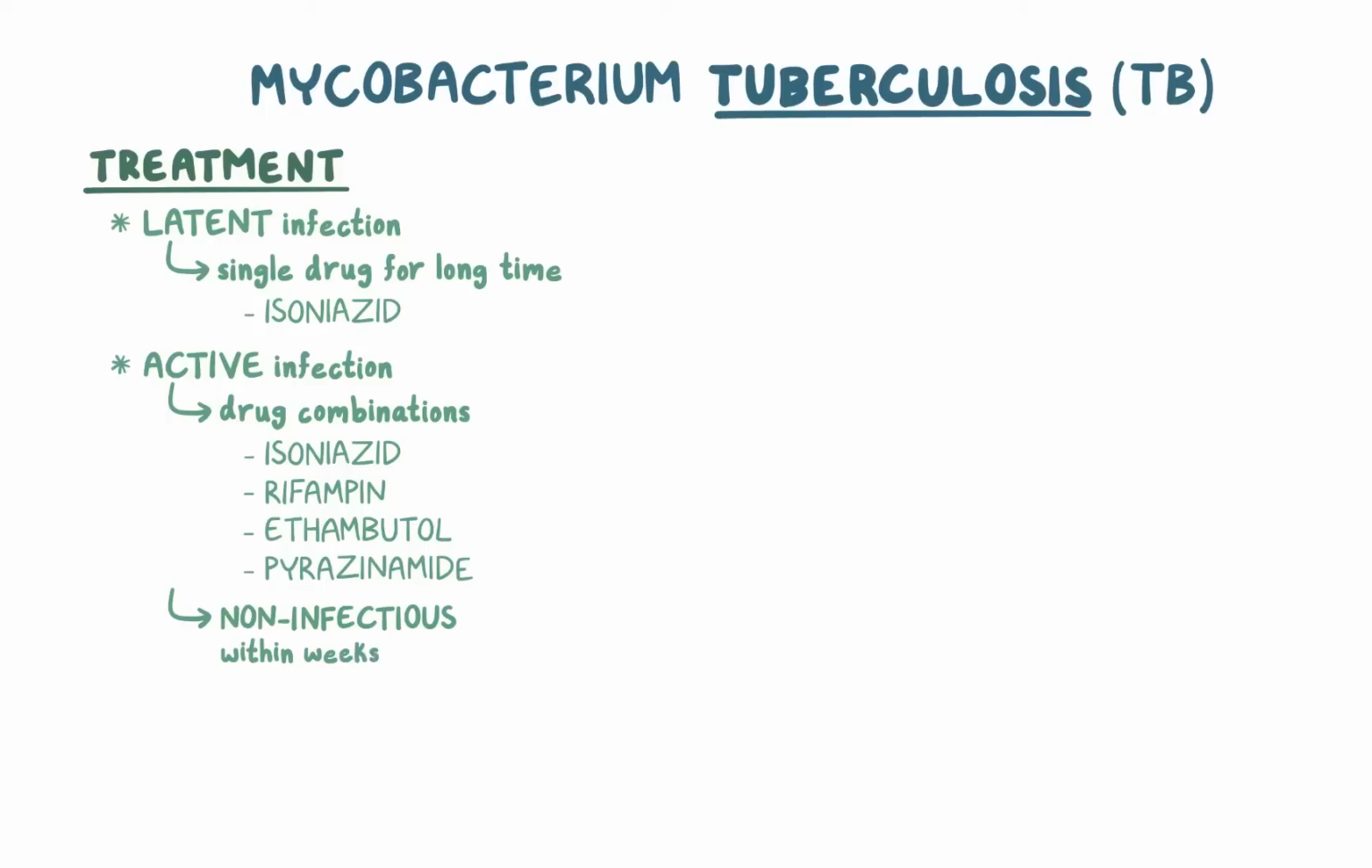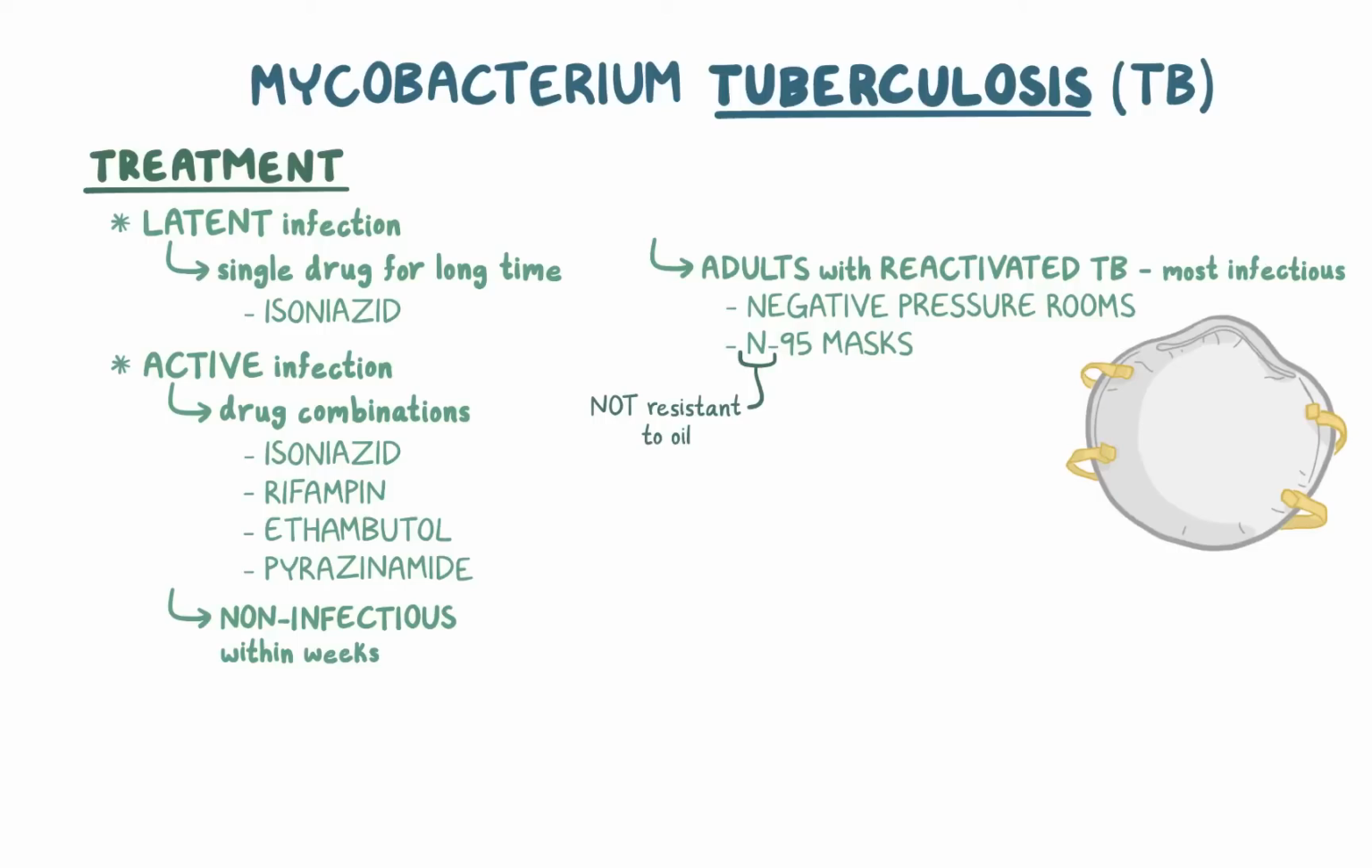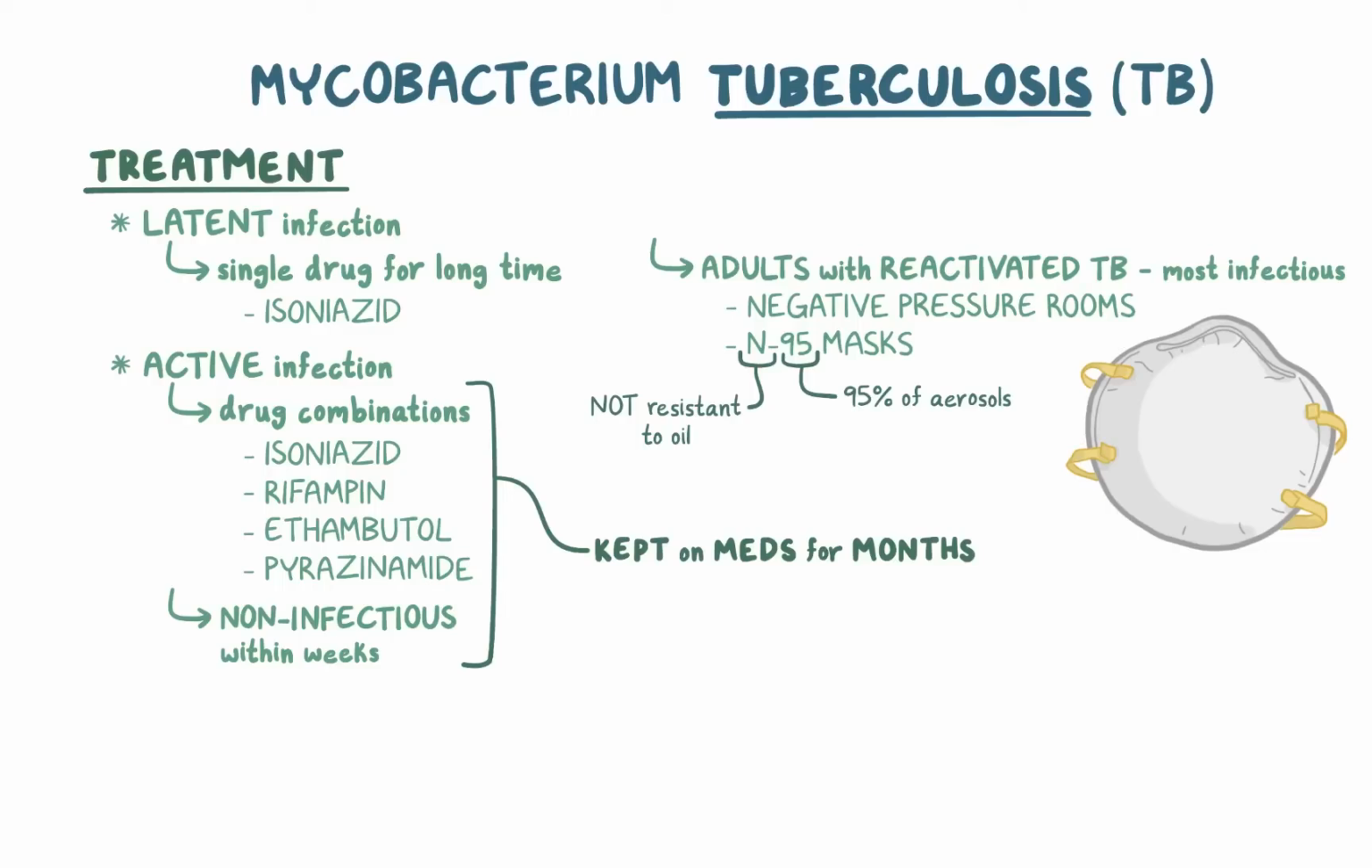Until that point, though, patients can spread TB to others, and it's typically adults with reactivated TB that are the most infectious. As a result, patients are typically kept in negative pressure rooms, and visitors are asked to wear protective N95 masks that can't filter out oil aerosols, N for not resistant to oil, but can filter out at least 95% of other aerosols, in this case TB. Even after patients are no longer contagious, they're typically kept on multiple medications for many months to be sure the bacteria are destroyed, usually with directly observed therapy, or DOT, where somebody watches and confirms that you're taking the medication.